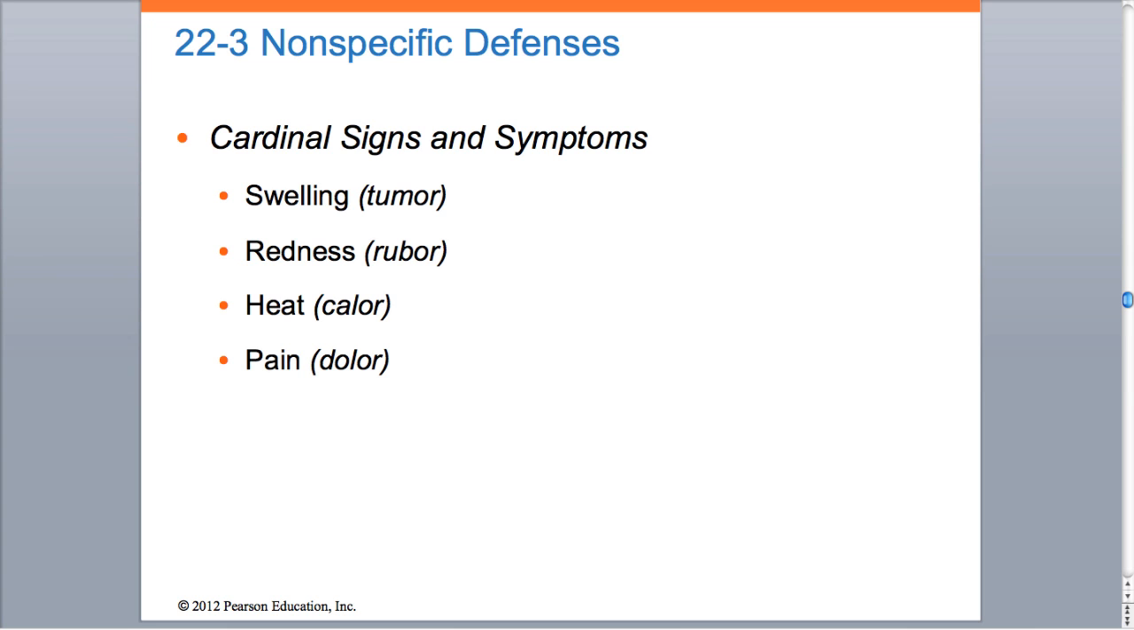So these are the classic issues with inflammation, and you've learned this in 2401. So in 2401, you came across swelling or edema, redness, heat, and pain. And all of this basically brings more macrophages to that injury area. Next slide.